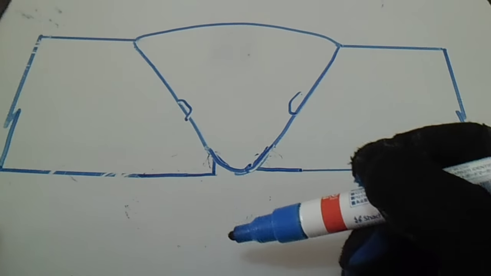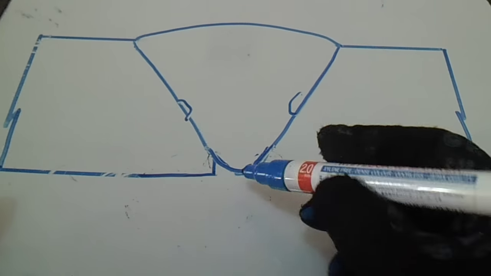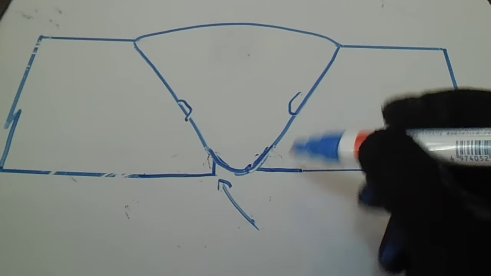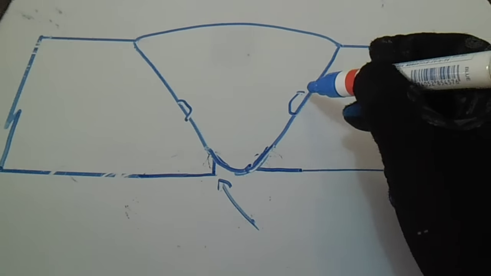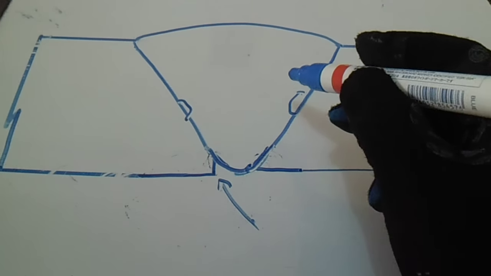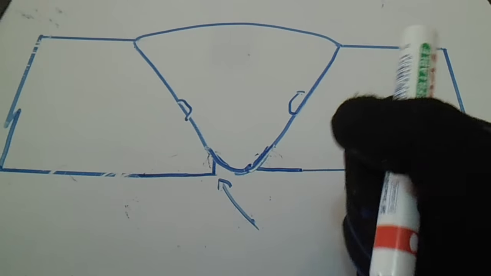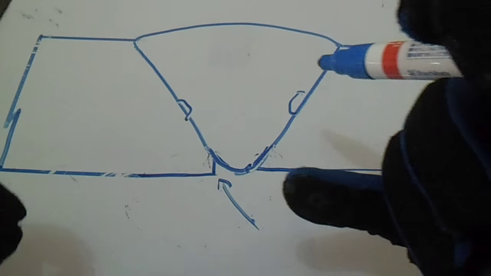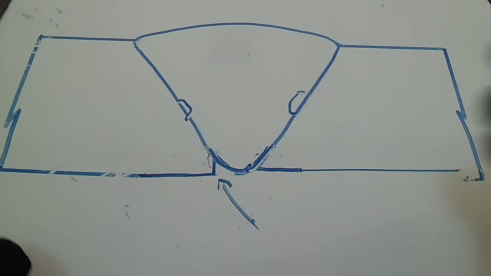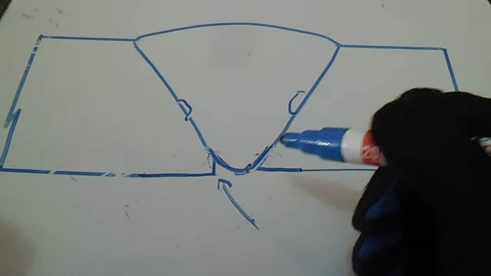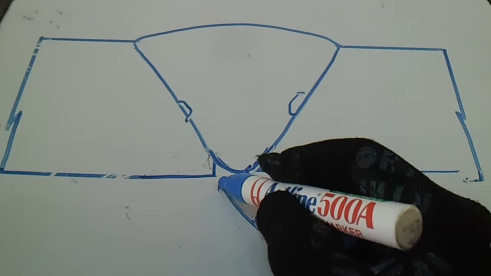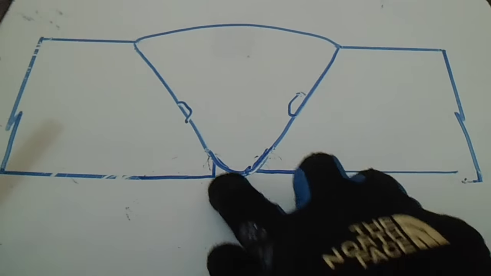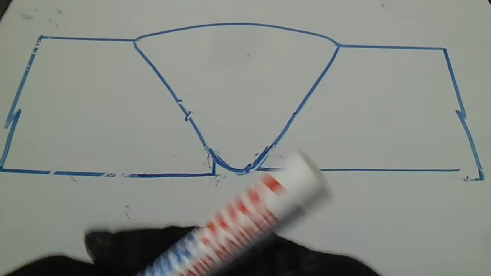Okay, so this defect is lack of root fusion. So the lack of root fusion is here, and we also have it here. So this is a lack of fusion. Okay, the reason, I think, is the welding speed or incorrect amperage or low amperage or incorrect weaving, so that the defect of lack of fusion comes out. Okay, so next defect.